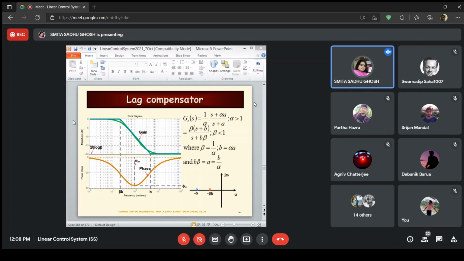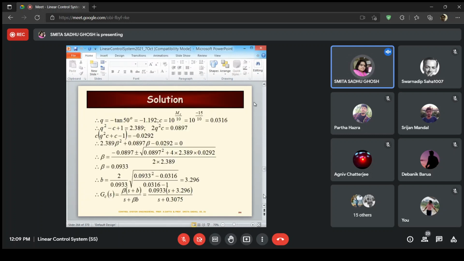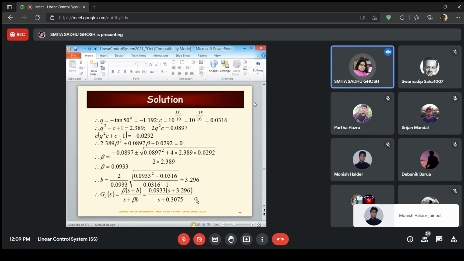Okay. So similarly for a lag compensator, beta and b can be found from the quadratic as well as this expression. Once you know the amount of attenuation you want from your compensator, the amount of phase lag you want, and the frequency at which you want to place your compensator, you can just put those values in your expression and solve for it. We had also done a numerical on that, and the compensator transfer function is directly obtained, right?